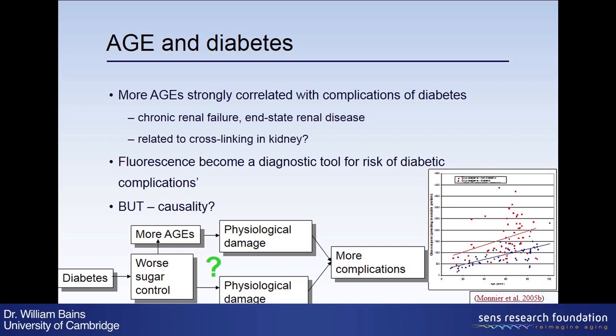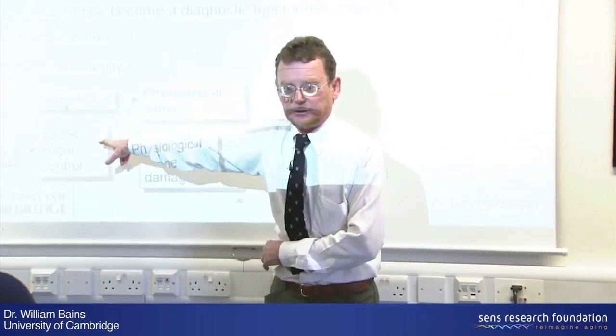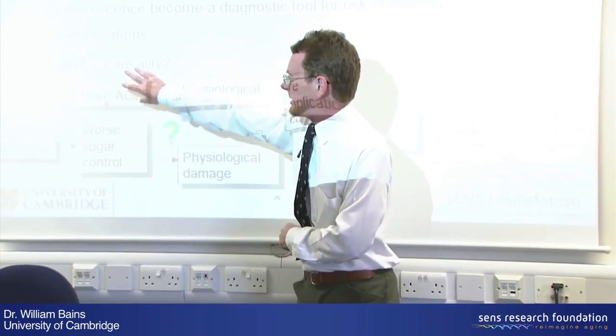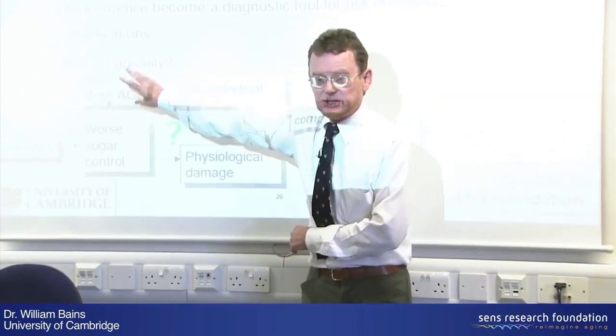Well, that's not really known because you can't separate these two out. You can't say, treat diabetics with things that will get rid of the AGEs and see what happens. And we come back to this problem of causality. What causes what in biology is an extremely difficult thing to take apart because biological organisms are so complicated.